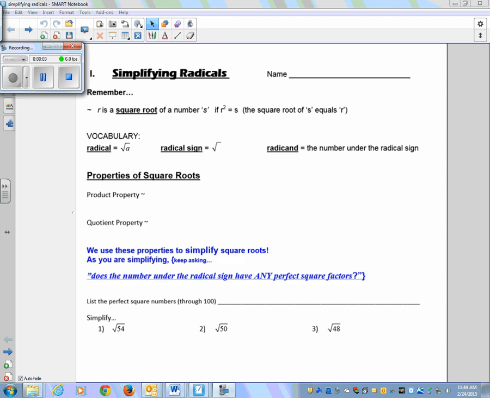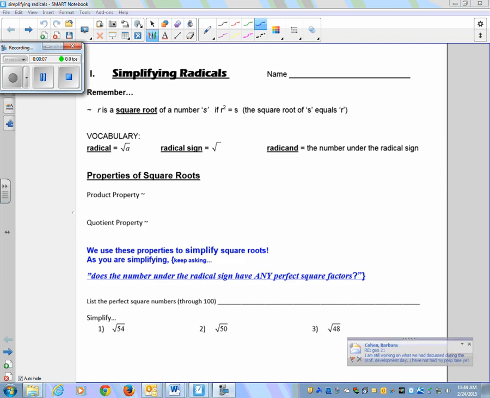Hi, this is Mrs. Myers, and we are going to be learning how to simplify radicals today in the most basic form. Okay. First of all, remember what square roots mean.